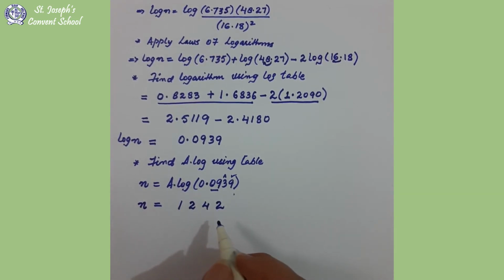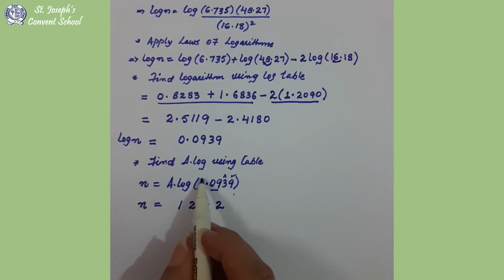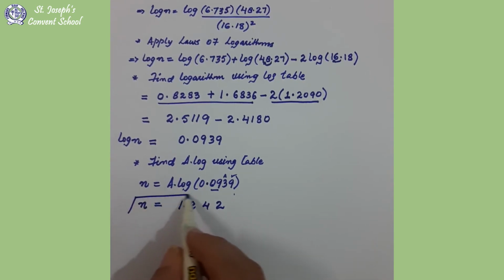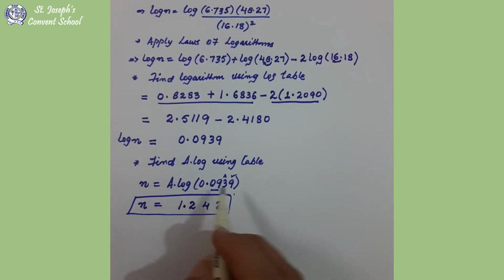Now how to find the place of the decimal? We always add 1 to the characteristic. So the characteristic is 0, 0 add 1, 0 plus 1 is 1. 1 means count one digit and then put the decimal after the first digit. So this is the answer. Okay.